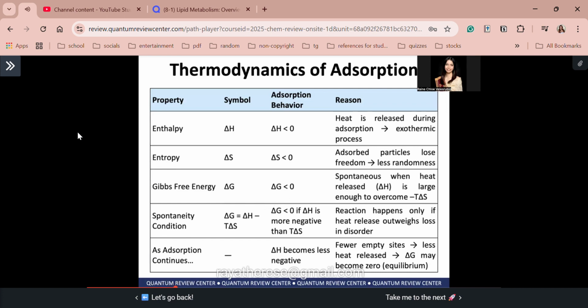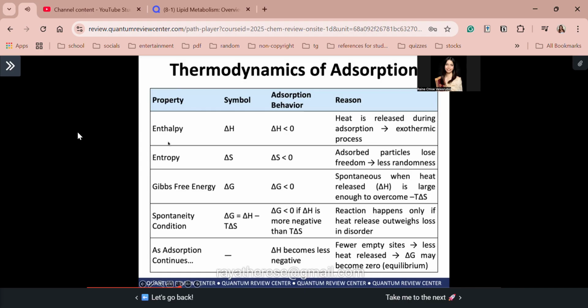Okay, syempre guys, kung mas dumadami yung mga particles na nag-adhere sa surface, okay, there are fewer empty sites. Fewer empty sites for more adsorbate particles to adhere to. Therefore, less heat will be released, and then that will result in a delta G equal to 0. Okay? So, at that point, guys, kapag, for example, lahat ng sites ng inyong adsorption surface ay na-fill na, okay, delta G may reach 0, which is an indication that equilibrium has been attained. Okay? Recall your thermodynamics, guys, with regards to these concepts.